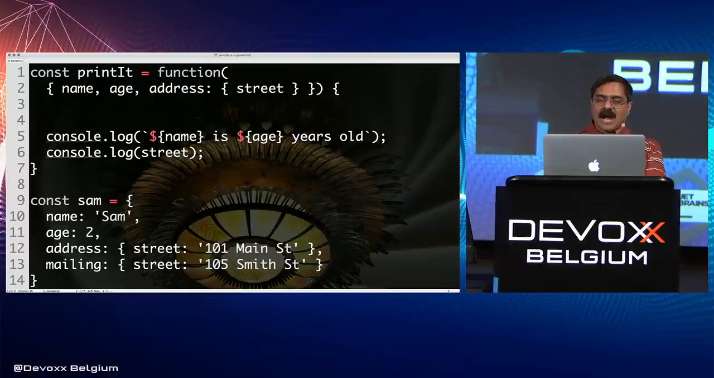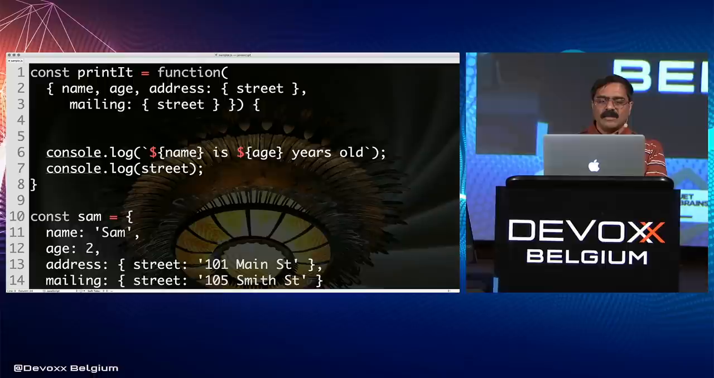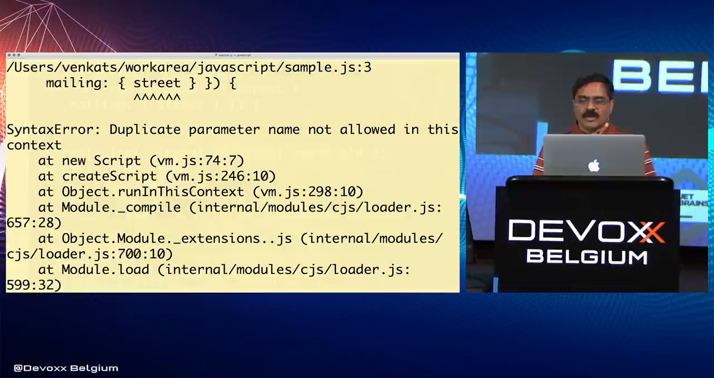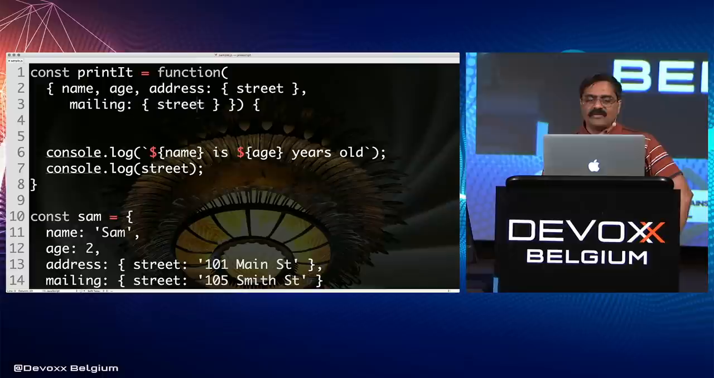So comma, and we will say mailing, and this becomes a street, and that won't work. What is the problem on line number 3? Duplicate parameter name is not allowed. You already defined a street. You cannot define one more street.